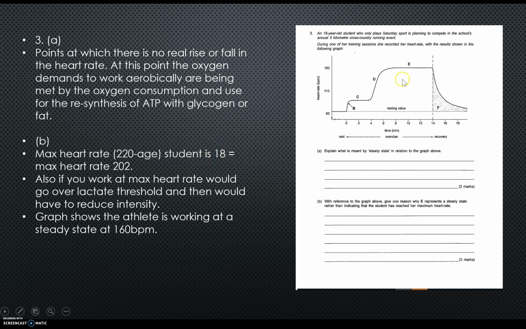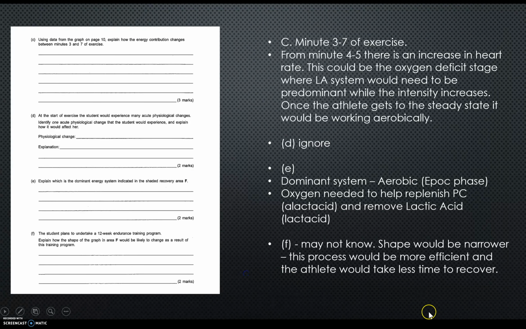With reference to the graph above, explain one reason why E represents a steady state. You could look at the fact that they're only going up to 160 beats per minute. The student's maximum heart rate is 202, so they haven't reached that. Also, if you're working at max heart rate, you probably go over your lactate threshold, and you have to reduce that intensity. They're working at a steady state as well, which would mean there's no rise or fall in that intensity.